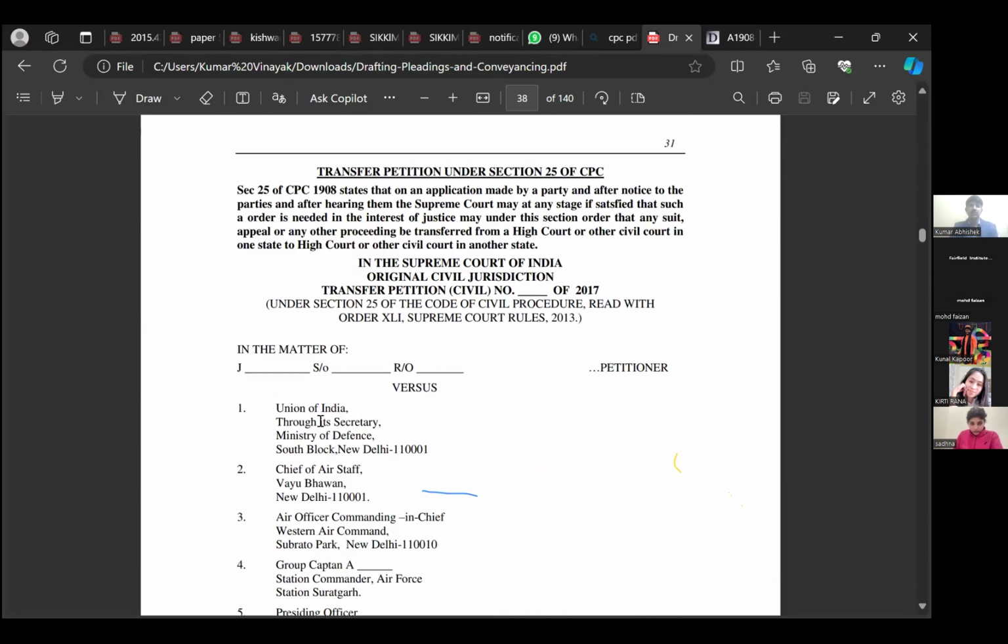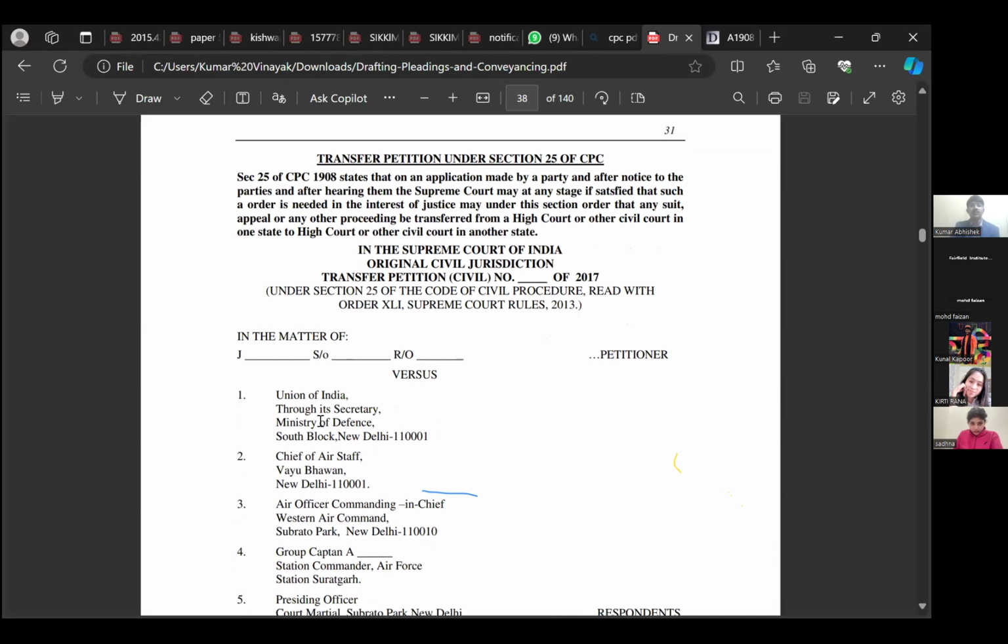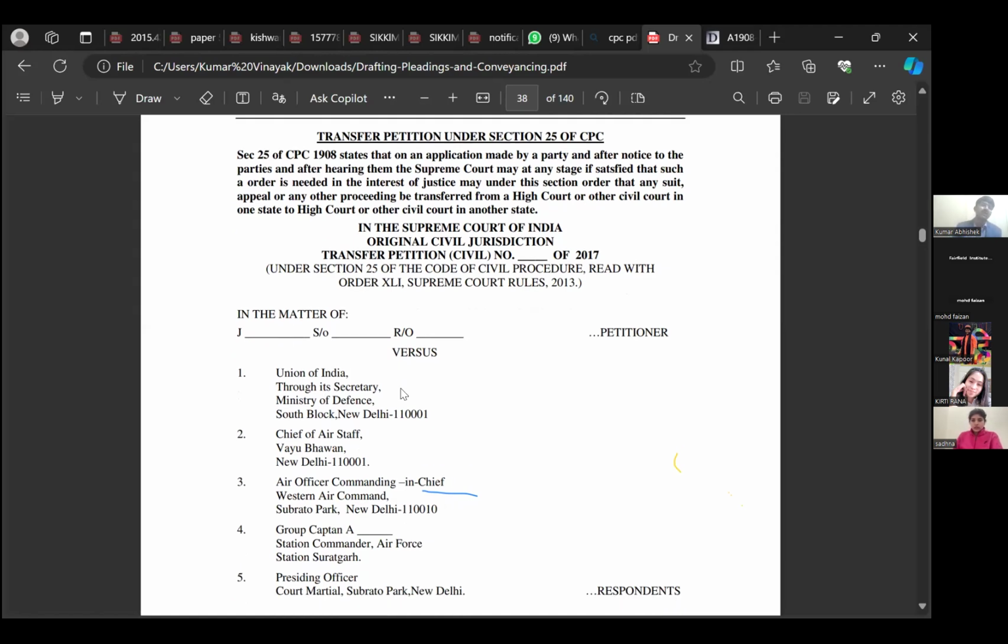Then this is a transfer petition which will lie in the Supreme Court of India. A transfer petition from one state to another has to lie before the Supreme Court only, because under the scheme of the CPC, an intra-state transfer can be done by the High Court, but an inter-state transfer has to be done by the Supreme Court only. Generally, matrimonial proceedings go before the Supreme Court in the form of transfer petitions.